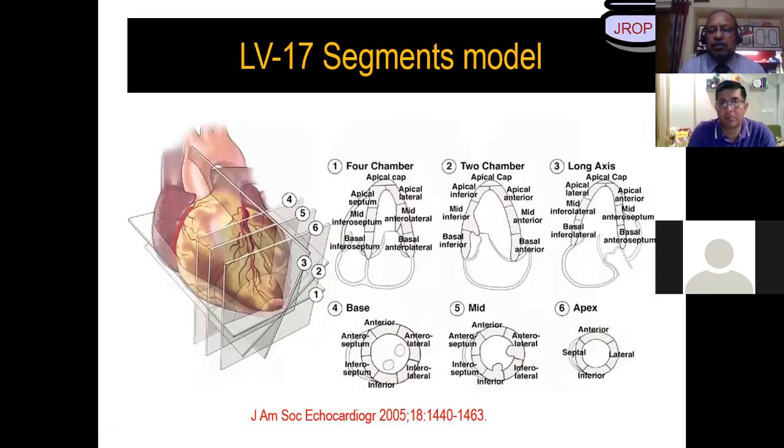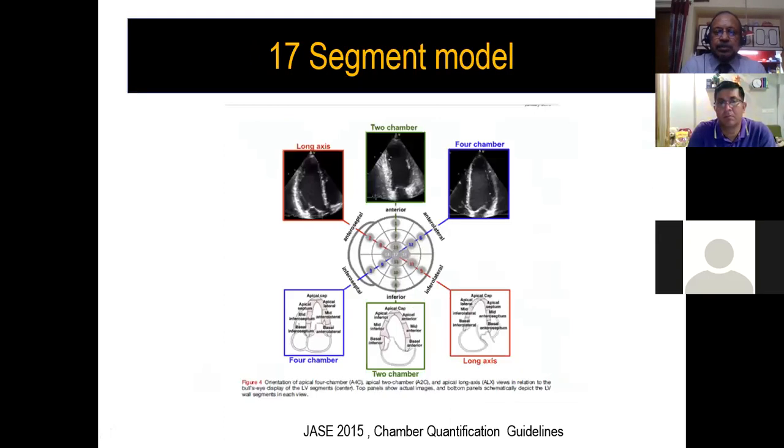Many of you must have been taught about the 17-segment model. I'm not going to touch on it at this present moment, so as not to confuse you to a large extent.